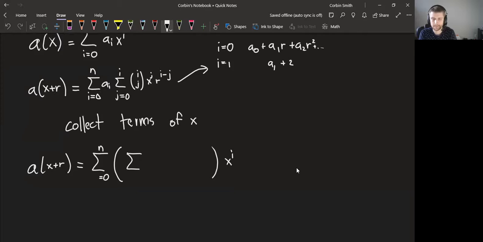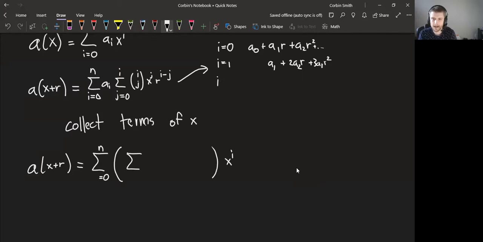And so that's going to be an a2. And then there's going to be an r to the 2 minus 1, which is r. And then the next one is going to be when this i is a 3, we're going to have a 3 choose 1 here. So that's a3 r squared, and so on.